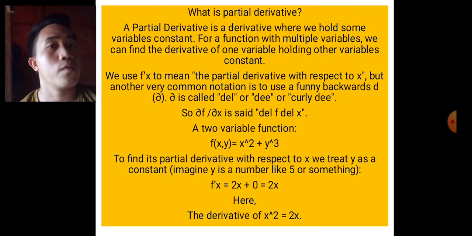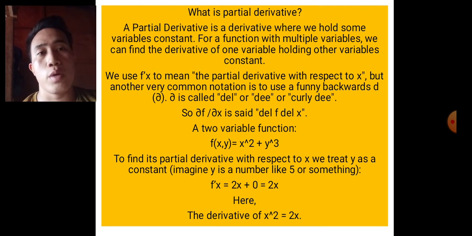So, del f over del x, for a two-variable function f of x and y equals x squared plus y cubed. To find its partial derivative with respect to x, we treat y as a constant. Imagine y is a number like 5 or something. f prime x equals 2x plus 0, which equals 2x.